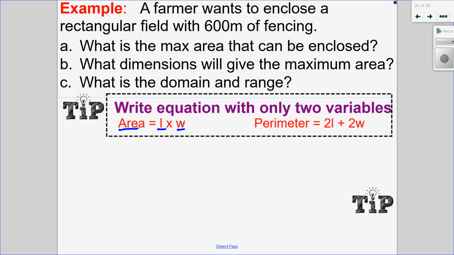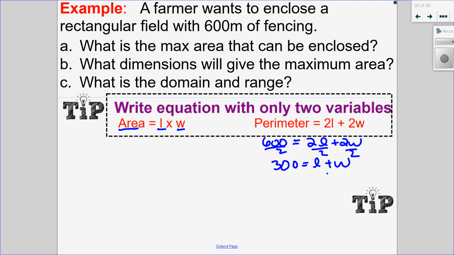So let's go to the perimeter. I was given that the perimeter is 600. So 600 is 2 lengths plus 2 w's. Now I notice that everything there is divisible by 2, so I'm just going to divide everything by 2. To be fair, it's an equation, it's balanced now. So 300 equals length plus w.